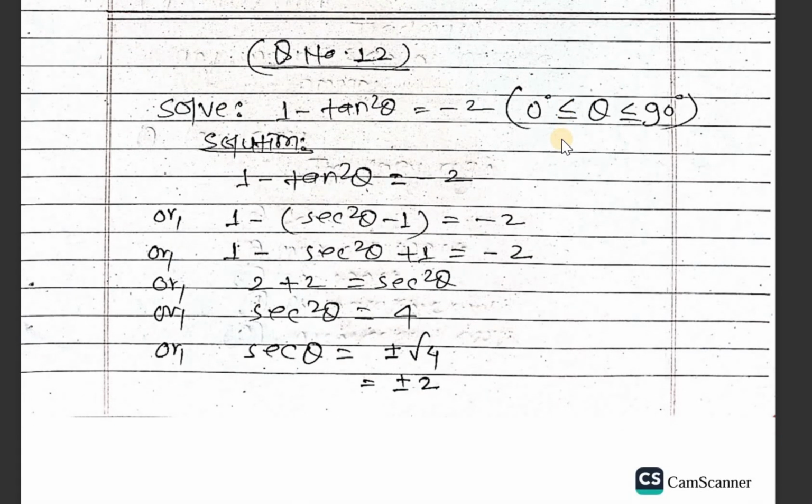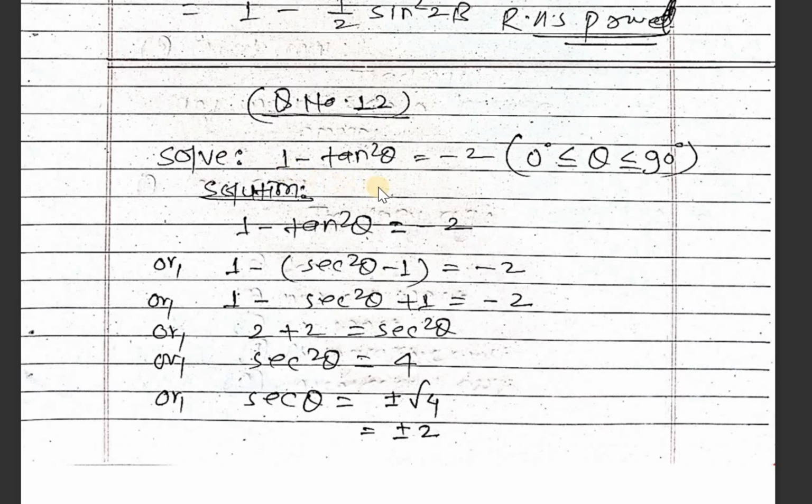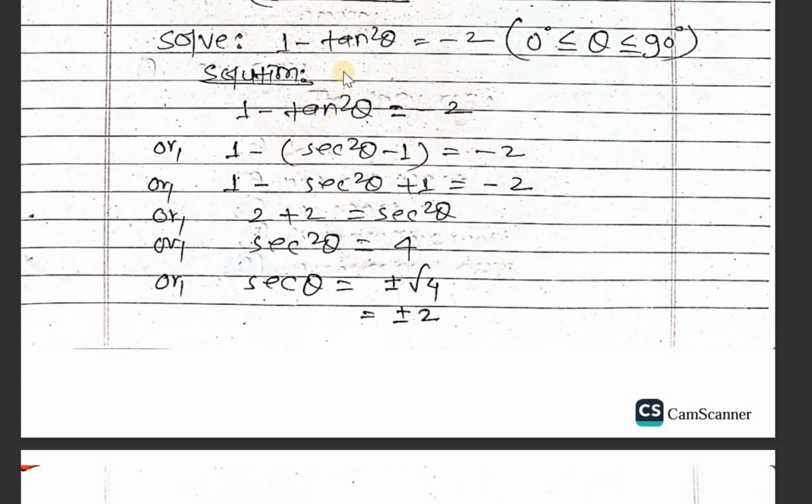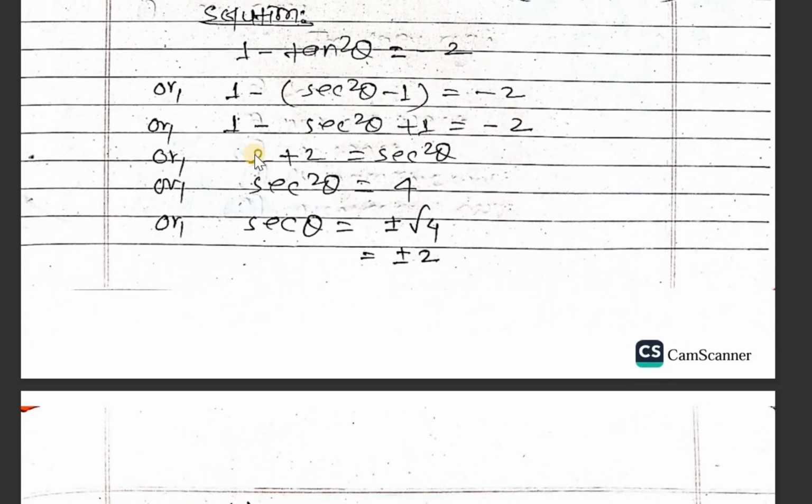And next problem is, solve 1 − tan²θ = −2, and θ lies between 0 to 90. So 1 − tan²θ = −2. In place of tan²θ we can write sec²θ − 1. So 1 − (sec²θ − 1) = −2. 2 + 2 equal to sec²θ. So sec²θ = 4.